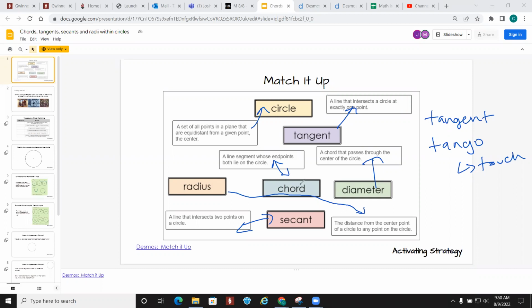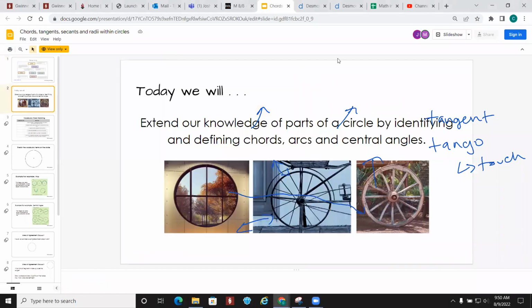You need to know the definitions of these like the back of your hand. Now you don't have to use proper terminology like that, but know what they look like. Cool? Questions? Okay.